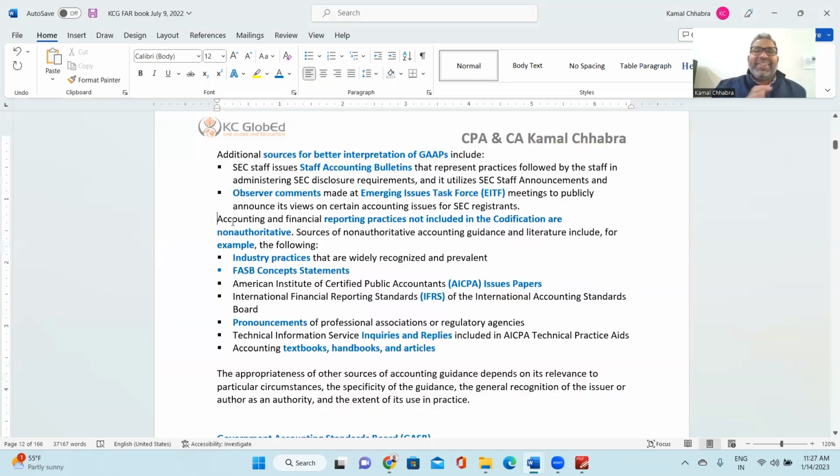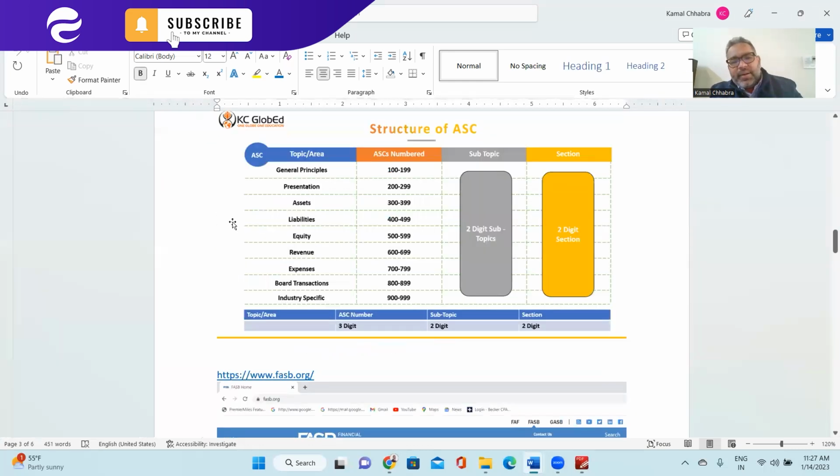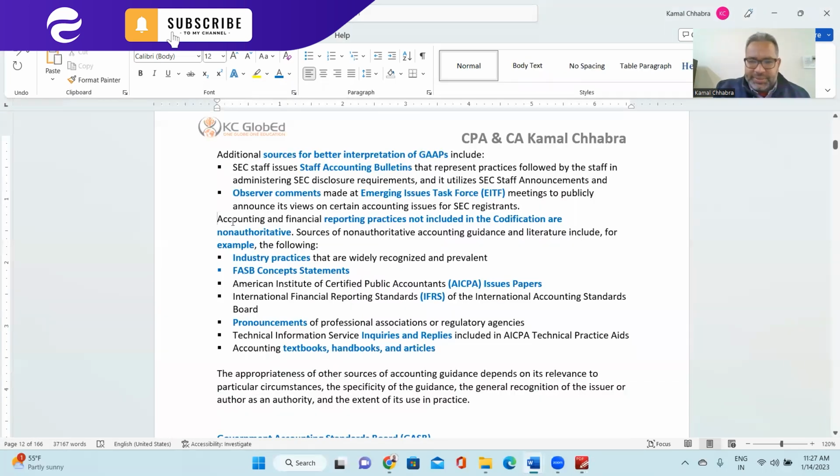Yes. So the industry practices that are widely recognized and prevalent in the specific industry. And nowadays things are very much structured, so most of this industry guidance is already covered in the 900 series, right? But there might be certain industries, or maybe new emerging industries, where the way they are doing accounting is prevalent. So you can consider that as guidance.